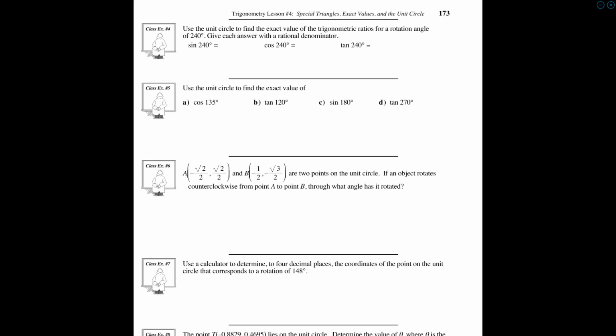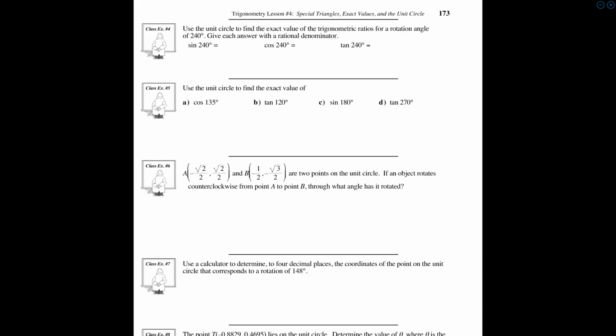So let's use the unit circle to find the exact value of the trig ratios for a rotation angle of 240. Did anyone speed run? Alright, do you mind if I just show this here? So Mario's written out his numbers on here. Now, we're asked to use this to find the exact value of the trig ratio at 240.